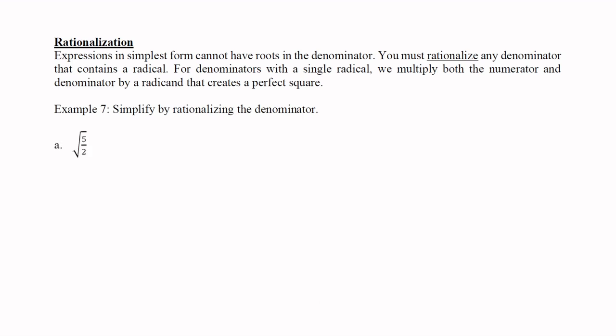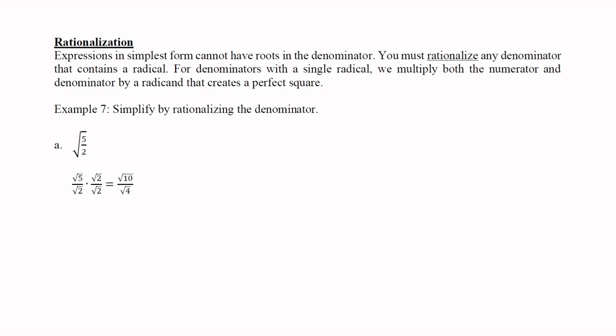We have the square root of 5 over 2, which we can break into the square root of 5 over the square root of 2. But our final answer cannot have a radical in the bottom. So we're going to multiply the top and the bottom by the square root of 2, which essentially is the same as multiplying by 1. We're not changing the value, we're just changing how it looks.